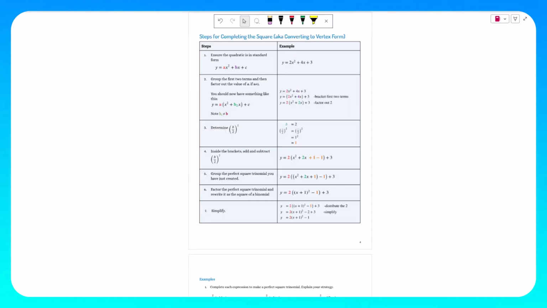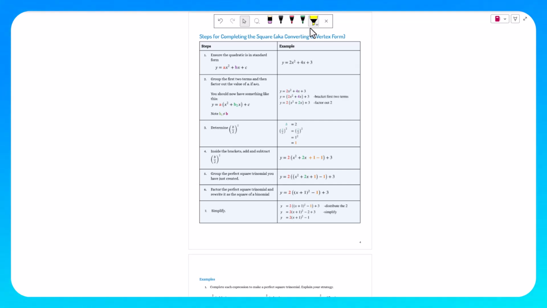Now, the steps for completing the square, there's a few of them. And we do have to kind of remember the steps. And that is going to take practice. So don't be nervous if the first time things aren't clicking right away. It will take a couple of times to get through this to make sure that you understand what is happening here.